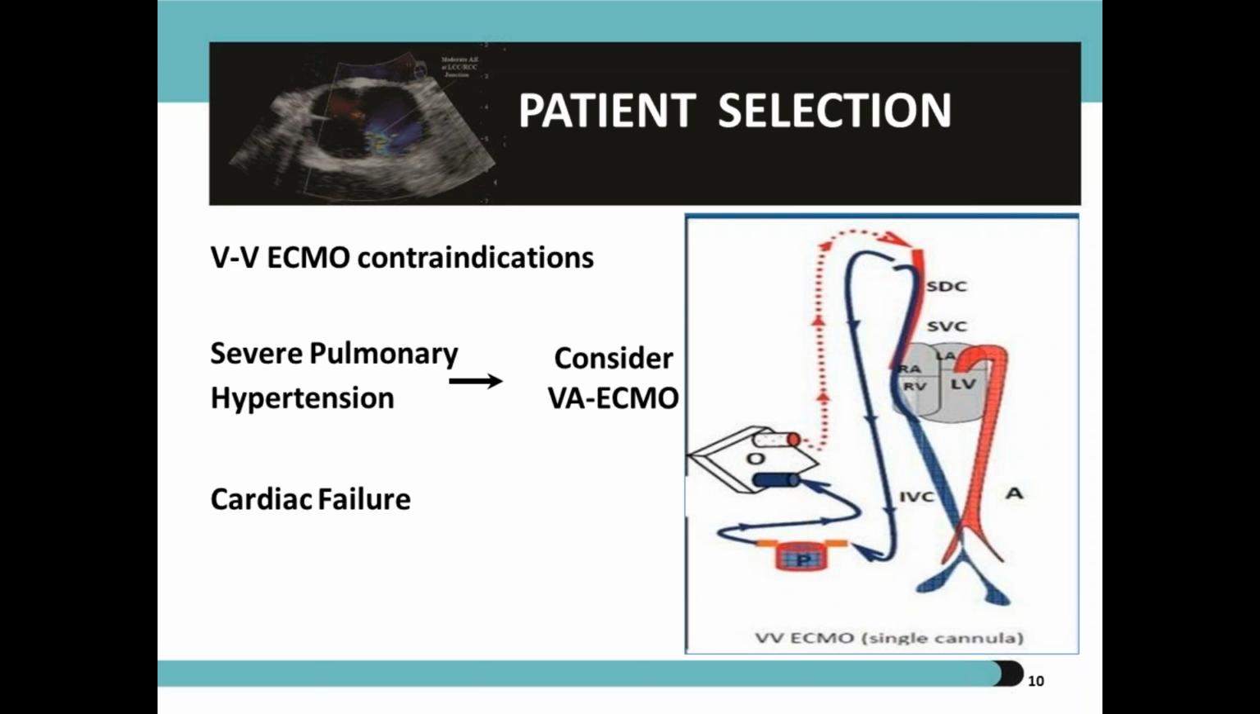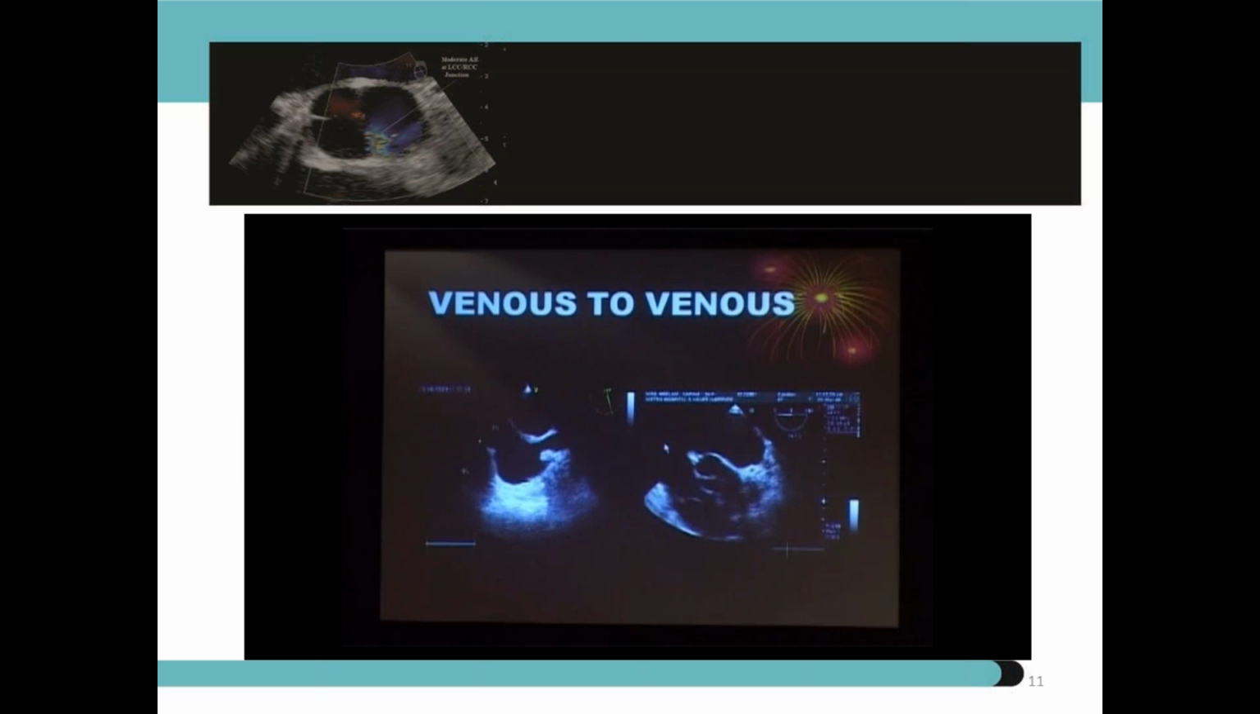For a VV ECMO, a severe pulmonary hypertension is a big no. In that case, consider a VA ECMO in your patient instead of a VV ECMO. So when you're putting in a VV ECMO, rule out your increased or raised PA pressures and consider VA ECMO, and your patient will have cardiac failure. A VA ECMO is better. So this is one of the first views. You have to choose your patient well, rule out an AR, rule out a dissection in the aorta, see the bicaval. This is the bicaval view.